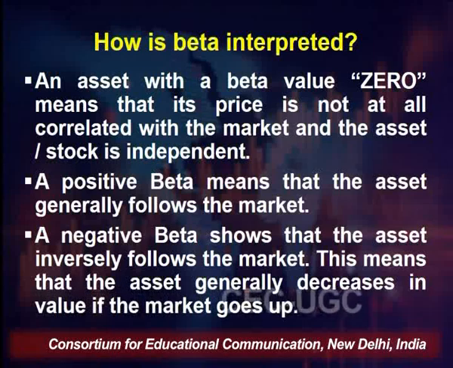That means there is negative correlation between the stock in which you are investing and the market, and this certainly means that the asset generally decreases in value if the market goes up. Why? Because of the negative correlation, because the stock is not following the market as it has negative beta. This was about general calculation of stock beta.